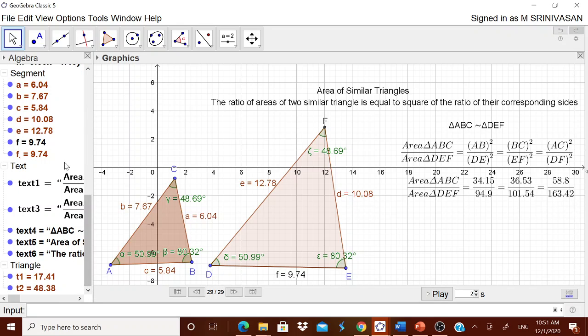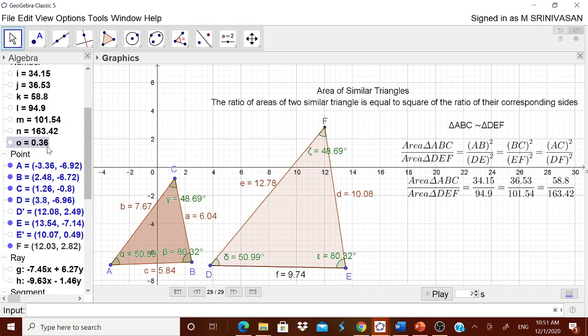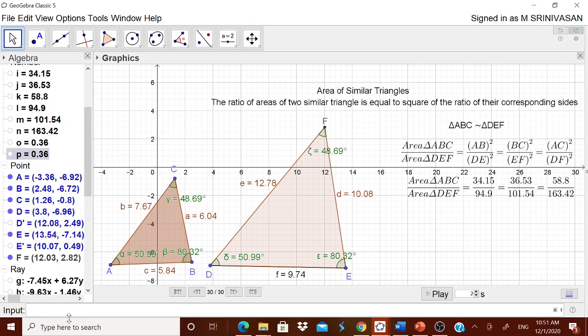What is the value of this O? Let us see. 0.36. Now let us go for the other values one after the other. We know that the first one is I by L, then J by M, then K by N. Therefore you have to remember that IJK is for the numerator, LMN for the denominator. Then you can have P is equal to, first IJK, I upon L. Therefore you see, you got the idea. See, it is also 0.36.